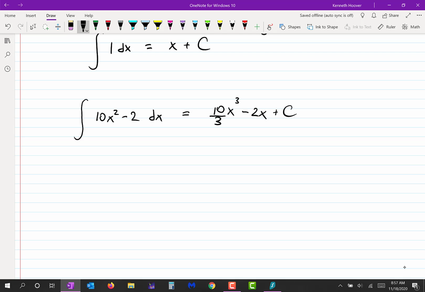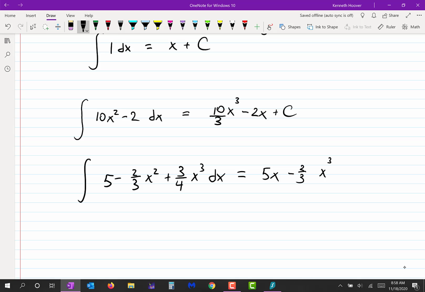Okay? Let's do a new one. Let's integrate 5 minus 2/3 x squared plus 3/4 x cubed. Okay? So the integral of 5 is 5x. Then I have minus 2/3 x squared, so I write minus 2/3. But now when I integrate, it becomes x cubed.